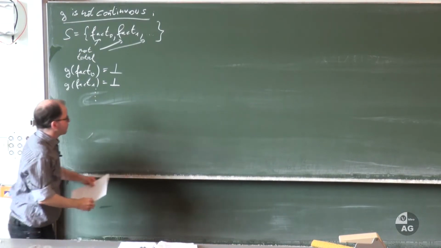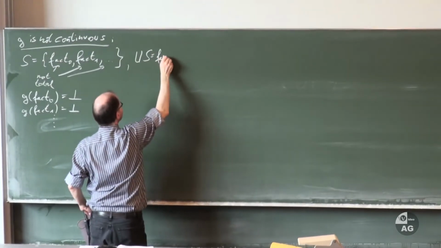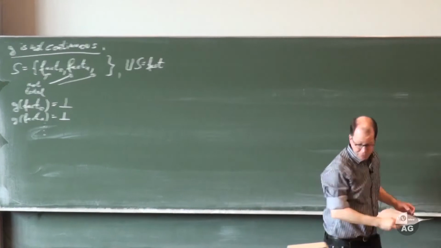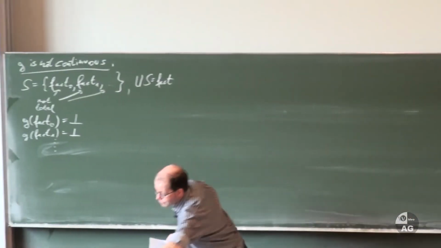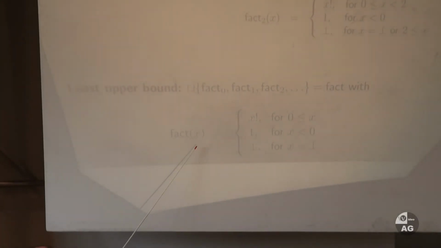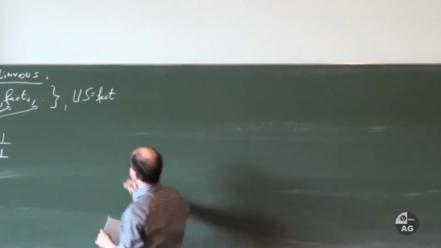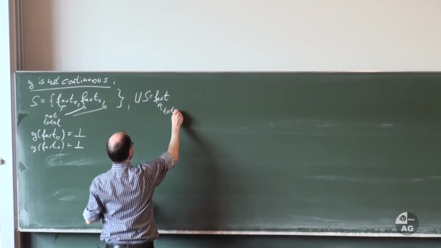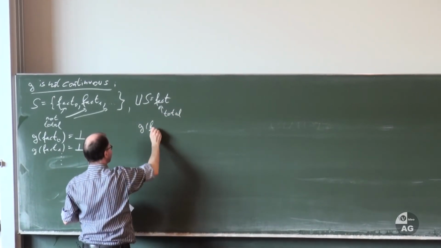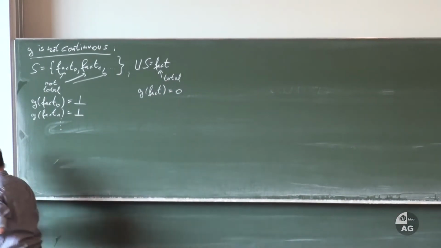And what's the least upper bound of this chain? It's this function fact, the function fact that you can see over there. And is the function fact total? Yes, the function fact is total. Every number is mapped to a number again. Only bottom is mapped to bottom. So fact is total, and therefore G of fact is 0. And this refutes continuity.